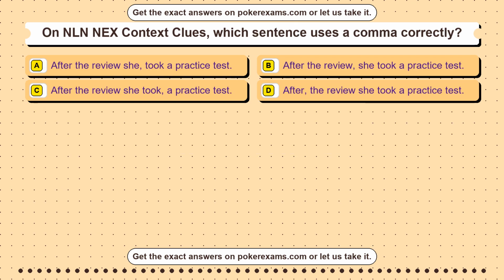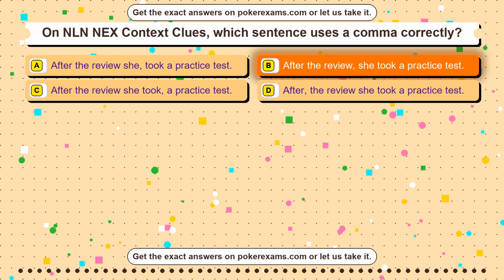Question 24. On NLN NEX Context Clues, which sentence uses a comma correctly? Option A. After the review she took a practice test. Option B. After the review, she took a practice test. Option C. After the review she took a practice test. Option D. After the review she took a practice test. The correct answer is option B.